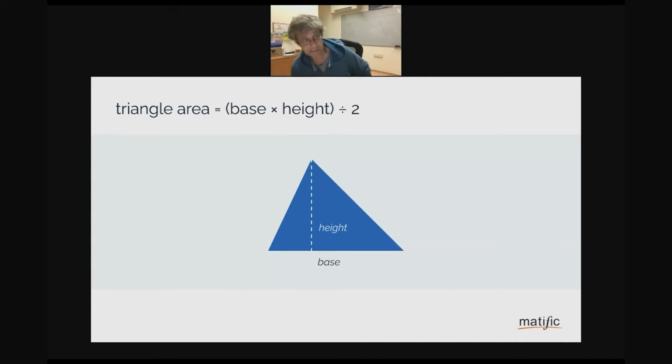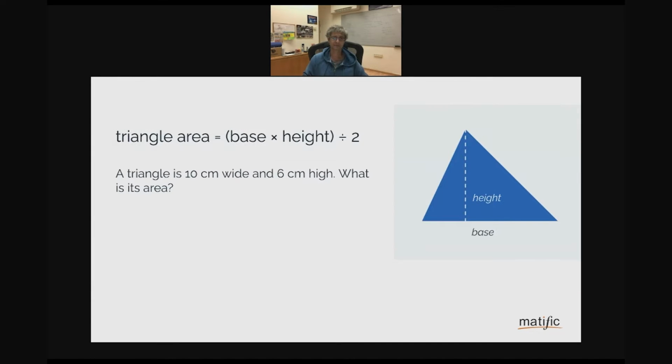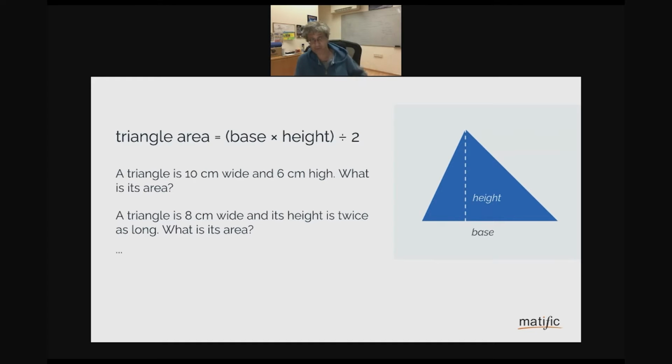Students learn that the area of a triangle is given by a formula, the length of the base times the length of the height. You multiply them and you divide by 2. And then next thing, you get questions, word problems, as we call them, right? The triangle is 10 centimeters wide and 6 centimeters high. What is its area? And then a tricky question, it's 8 centimeters wide and its height is twice as long.